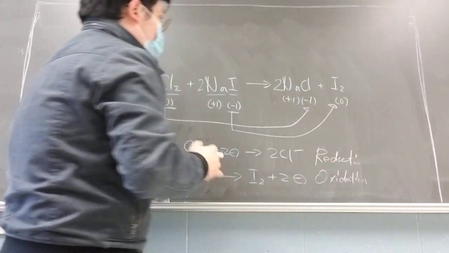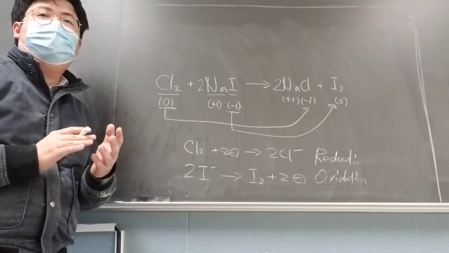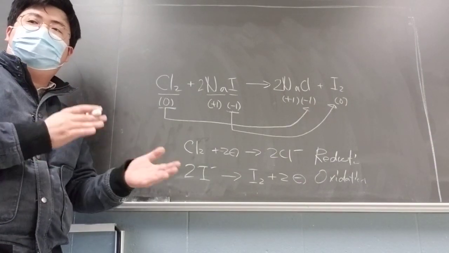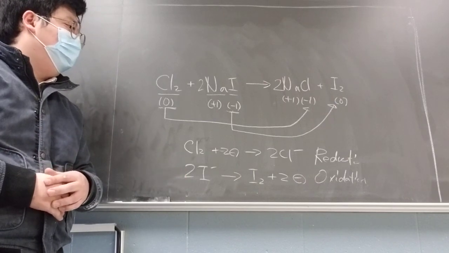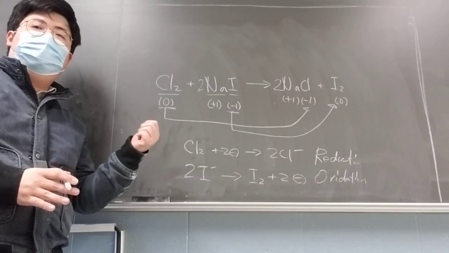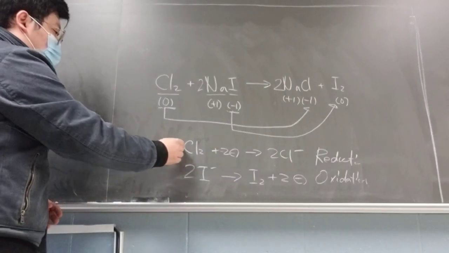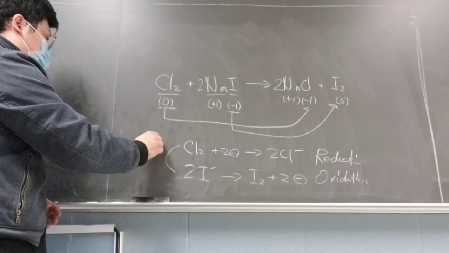So this is the reason why we wanted to look for each element's oxidation number and how it changed from the left to the right during this reaction. And you can find out, oh, this part went through the reduction, this part went through the oxidation. So we have a redox reaction in here.